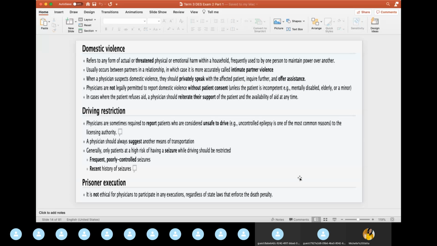Are you, as a physician, legally permitted to report domestic violence without patient consent? Yes or no? Are you legally permitted to report domestic violence without the patient's consent?